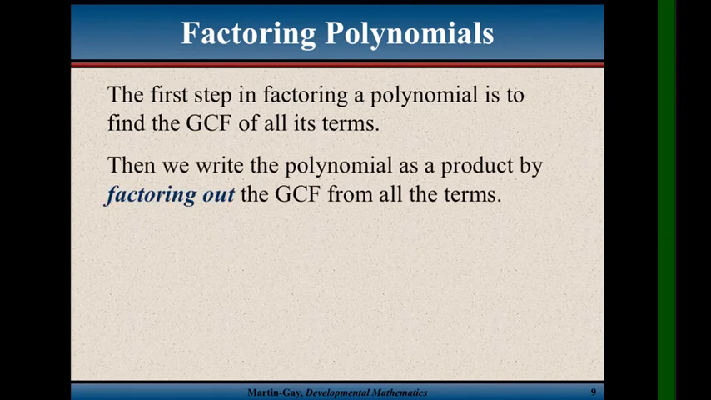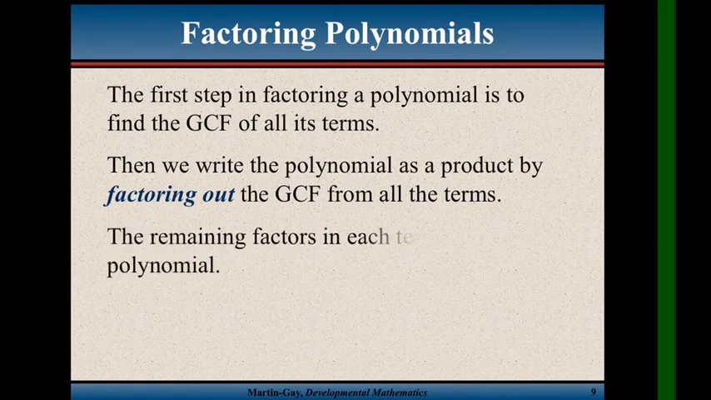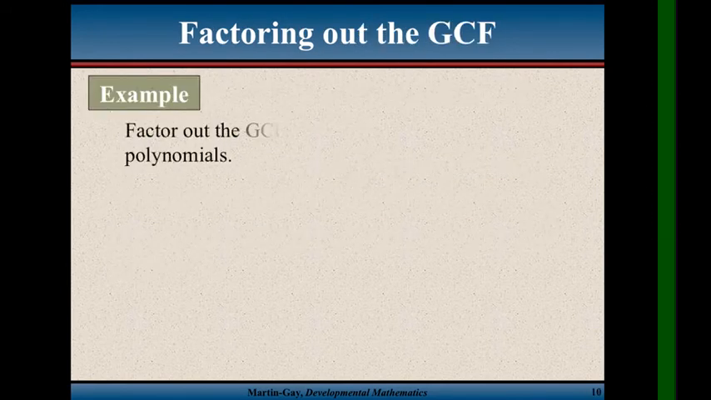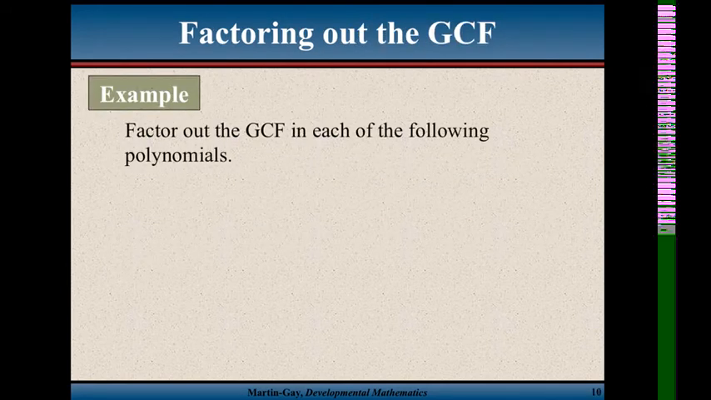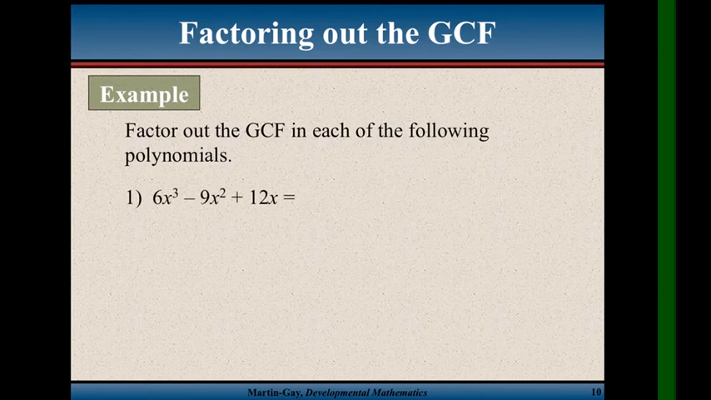So then we write the polynomial as a product by factoring out the GCF from all terms. The remaining factor in each term will form a polynomial. Example, factor out the GCF in each of the following polynomials. So we have 6x cubed minus 9x squared plus 12x.